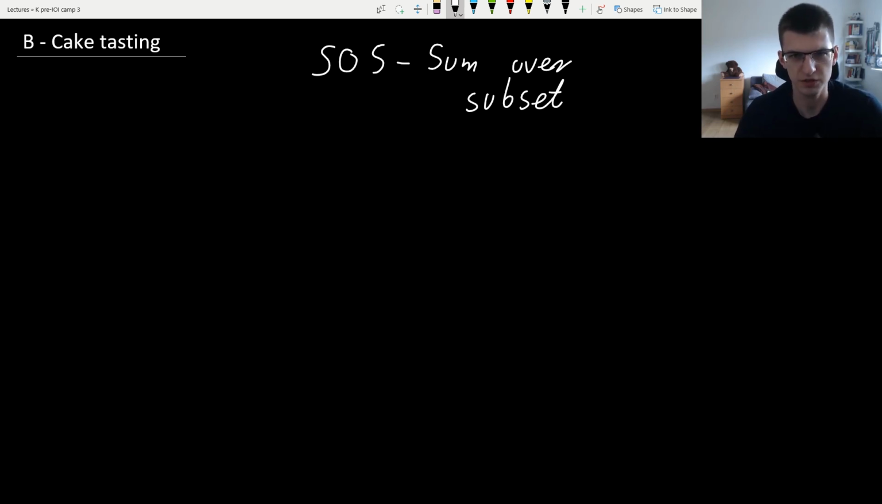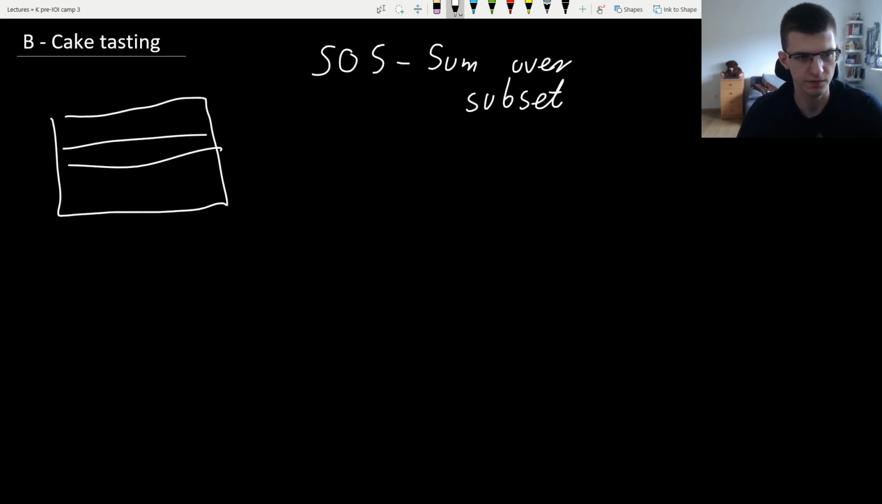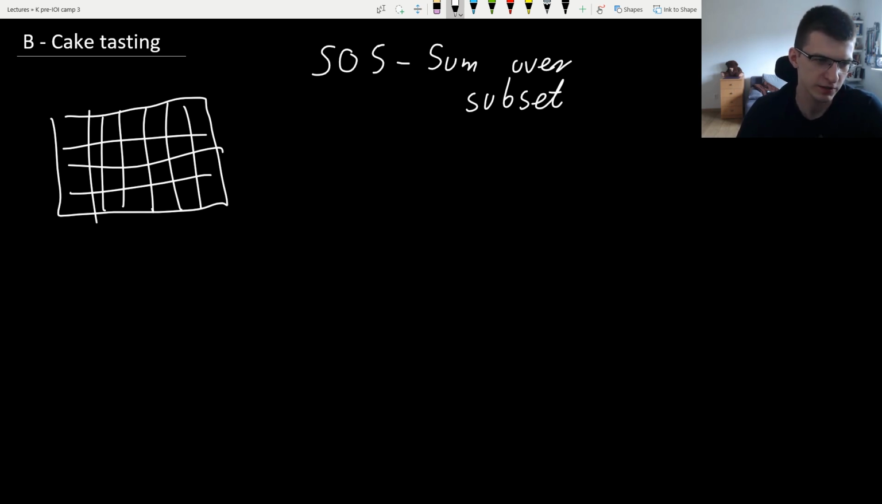All of you should be able to solve the following problem. Given a grid, answer queries for the sum of elements in some subarray, or maybe just in those quarters, like for some cell, tell me the total sum of things that are to the left and up.